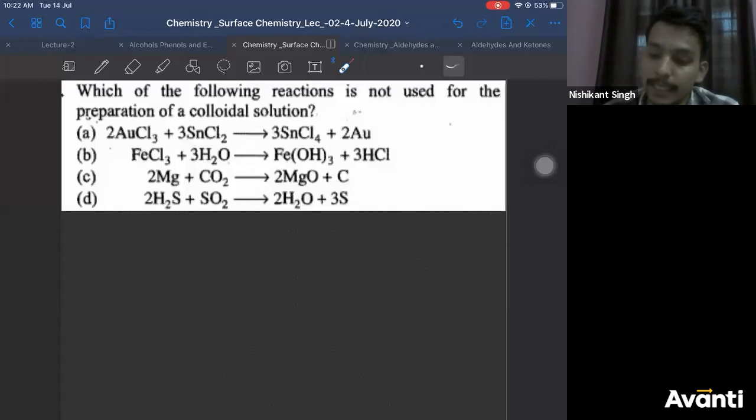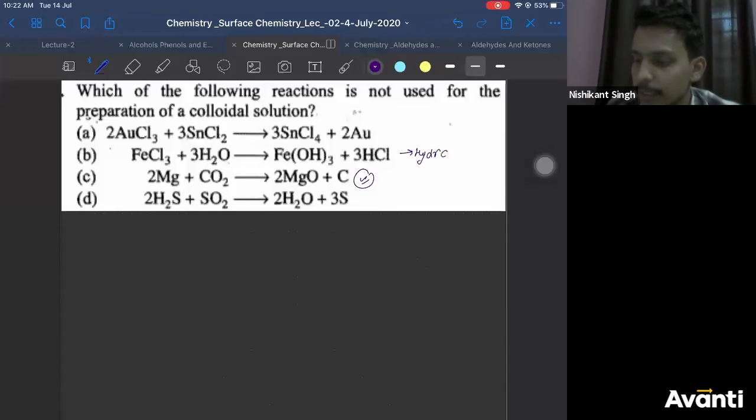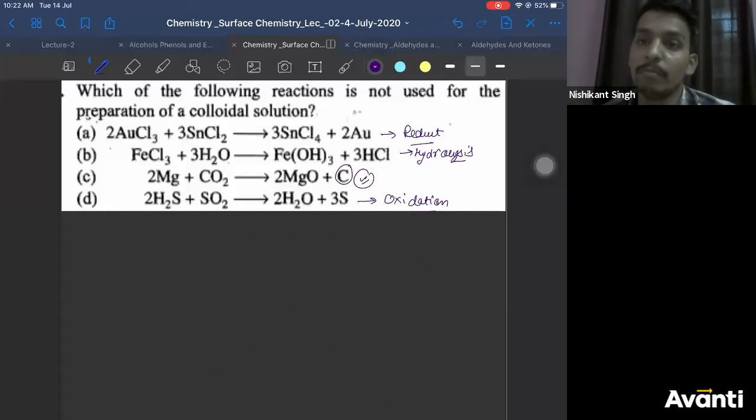Right. So as answered by most of you, the correct answer is C. You have already seen this is hydrolysis. We have already seen this method. This is hydrolysis. And which method was this? This was oxidation. And this was what? Reduction. Correct? So obviously the answer will be C, because the carbon which you get here is present in powdered form, right? It is not present in colloidal range. So the carbon obtained here is always in powdered form.